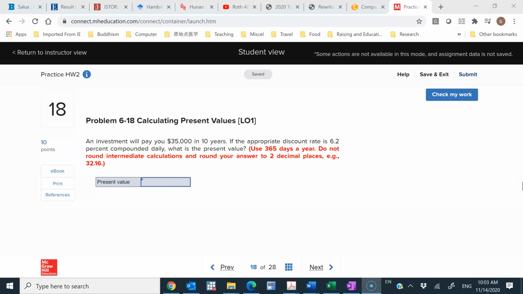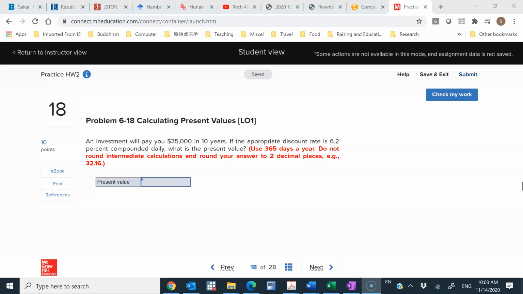This is problem 6-18 for session 3 on the time value of money. This is a typical example of non-annually compounded interest rate. In this case, it's a daily compounding.